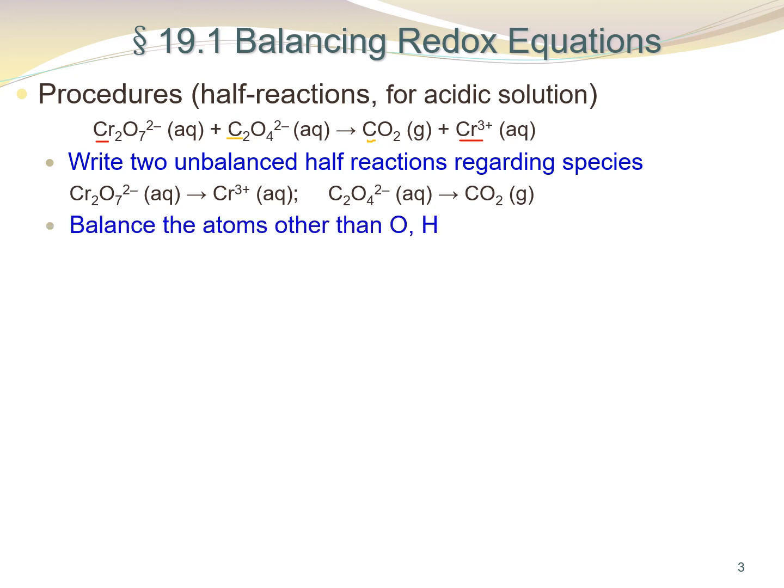Next step, we balance atoms other than oxygen and hydrogen. Why? Because we're going to deal with the hydrogen and oxygen later when we have these keywords, acidic solution or basic solution. Now, we realize on one side that there are 2 chromium, so that is the reason why we add 2 as a coefficient in front of chromium 3+. Same reason, we add 2 in front of carbon dioxide so that we have chromium as well as carbon balanced in number of atoms.